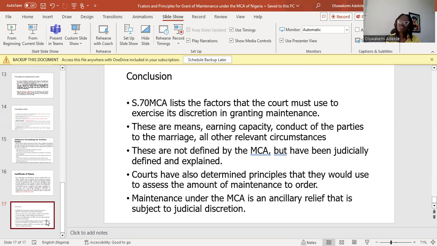Maintenance order under the Matrimonial Causes Act is an ancillary relief. The other ancillary reliefs are settlement of property and custody of children. But maintenance is a financial order. It is granted for the benefit of the wife or the children of the marriage. So in this context, we can say that the statutory framework for the grant of maintenance order can be found under Part 4 of the MCA, and the factors that the court would use to determine this are stated expressly under Section 71 and 72 of the Matrimonial Causes Act. And these factors have been explained.